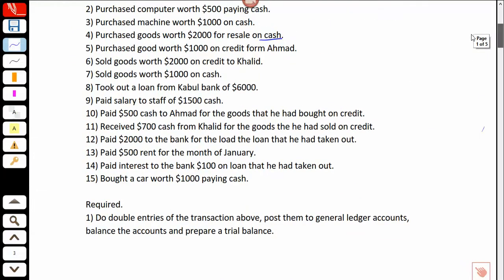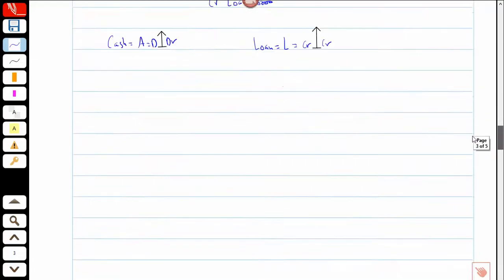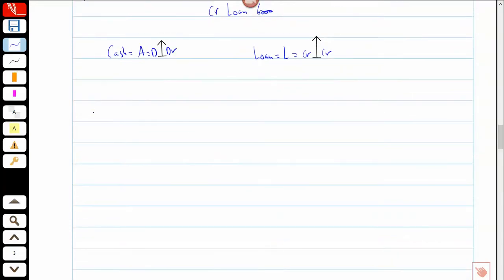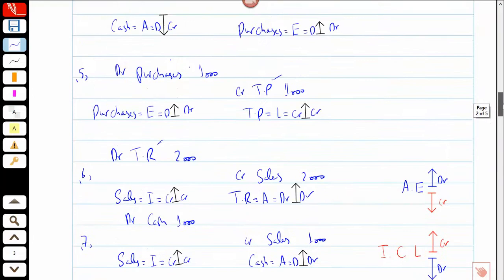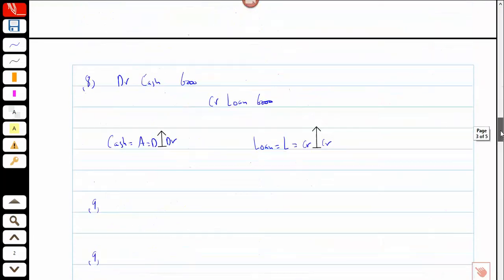So, yeah, paid salary to staff of 1,500. Remember, I told you when I explained expense and income that rent, discount, salary, when you pay, it is an expense. When you receive it, it is an income. So, when we pay salary, what do we pay? We pay cash. Yeah? So remember, I told you whenever there is cash involved, start from the cash. That is the easiest part.